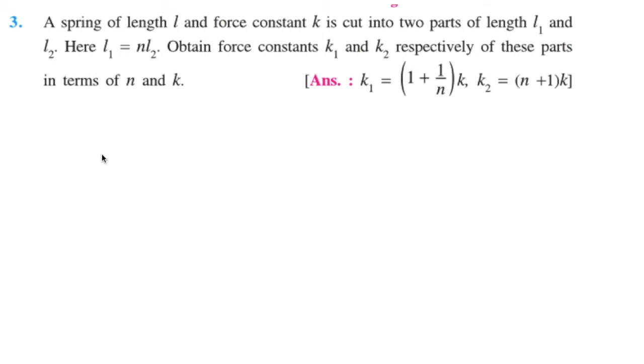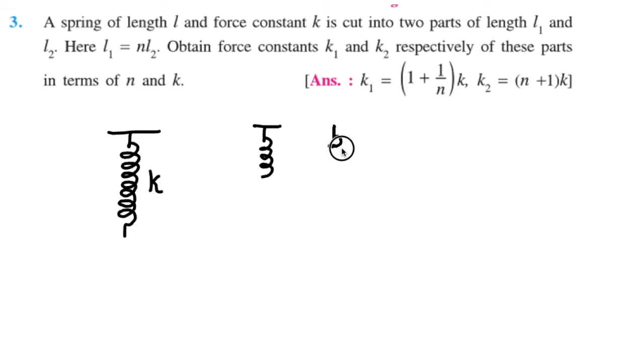In this third question, a spring of length L and force constant K is cut into two parts of length L1 and L2. So this is our spring, which is having a spring constant K, and it is cut down into two parts. One is this and another is this. One is having length L1 and another is having length L2.